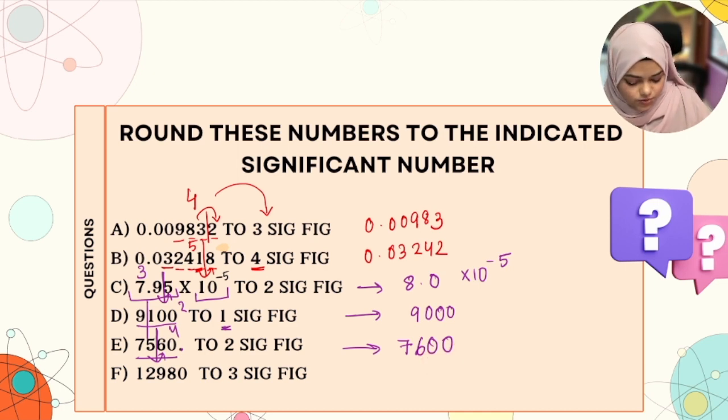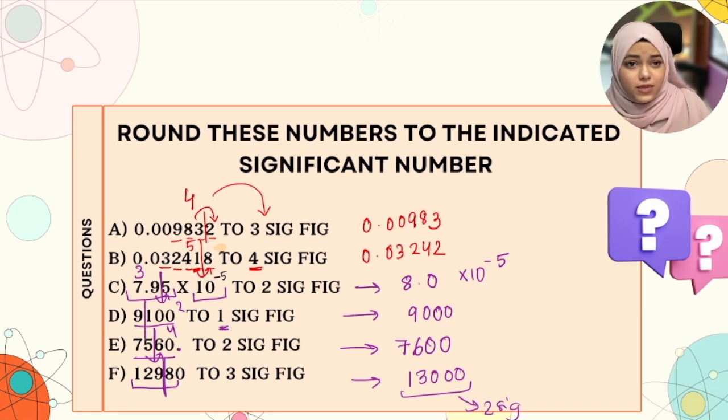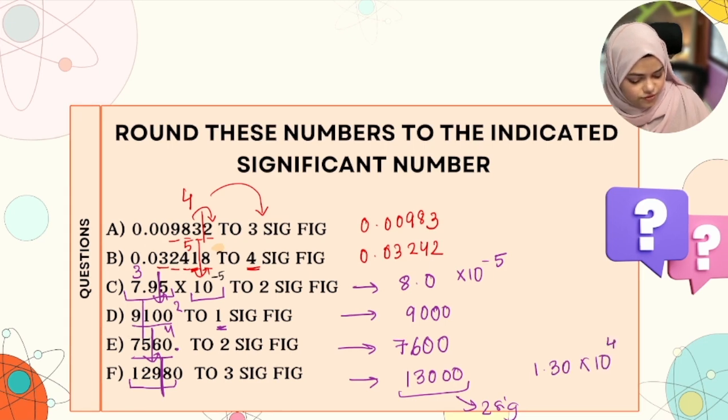The next one, we actually have 4 significant figures and we want to bring it to 3. So we stop here and we get 1, 3, 0, 0, 0. But the problem is, this is actually 2 sig figs. So how do we bring this to 3? We can make it in scientific notation. We can make it 1.30 times 10 to the power of 4. So that is 3 significant figures.